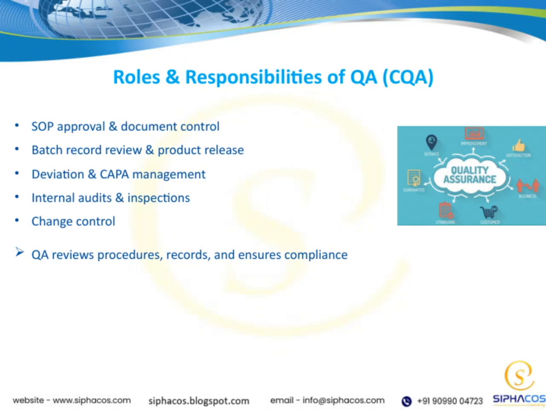Let's take a closer look at the roles and responsibilities of the QA, or CQA, team. One of the key duties is SOP approval and document control. This means we review and approve standard operating procedures to ensure they are clear, accurate, and up-to-date, which is vital for maintaining consistency and compliance.